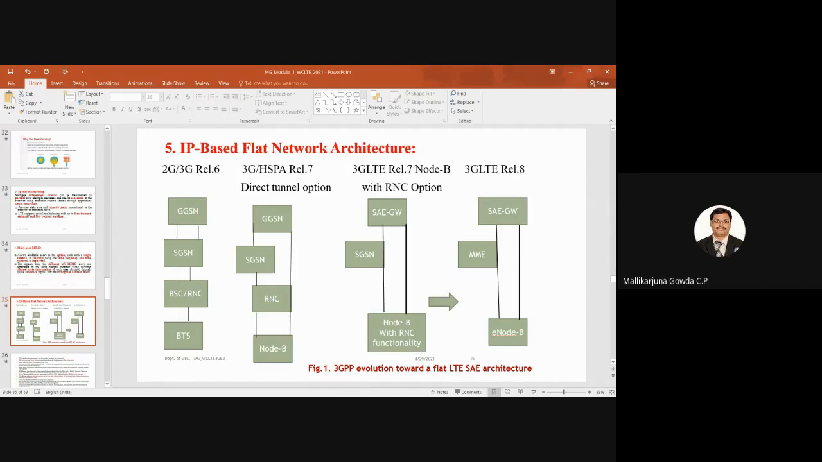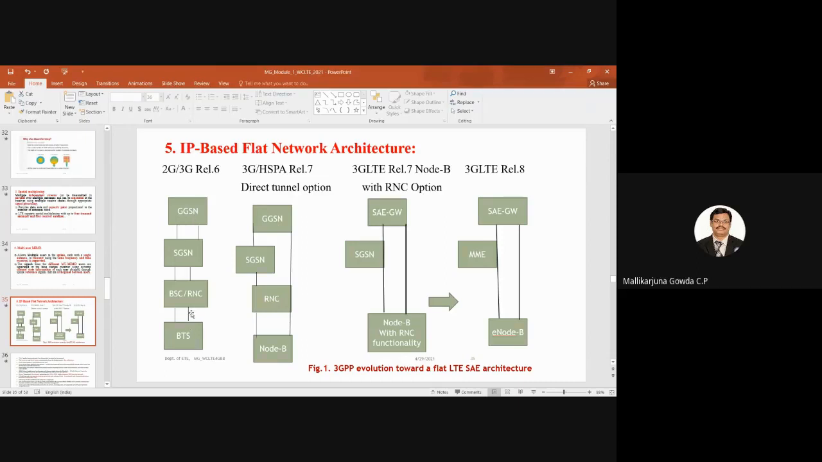So let me say why it is called flat. What do you mean by that? Before we take up that, with respect to this diagram, the first one has four components. The first one is about 2G or 3G, which is release 6. Different generations will have different releases. So 2G, 3G system, we call that release 6.